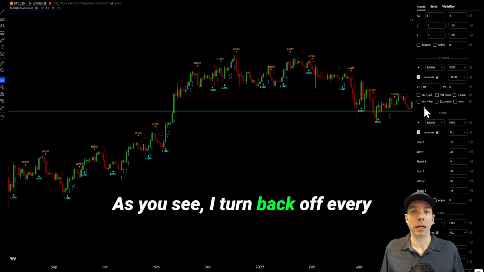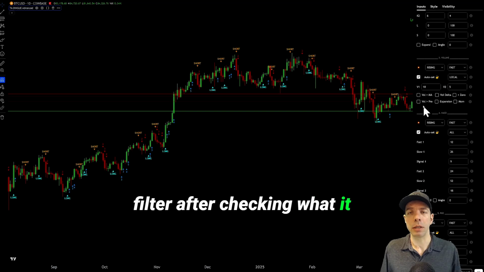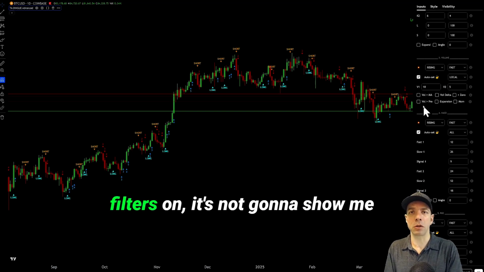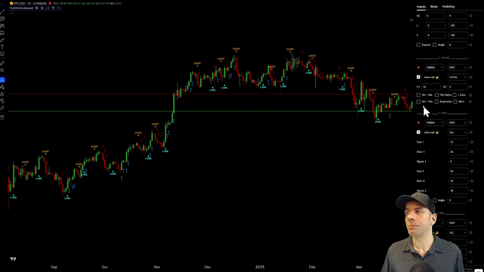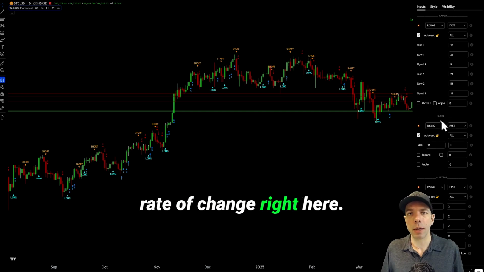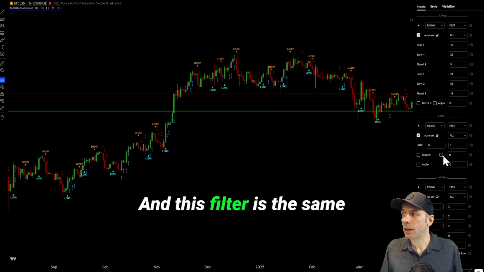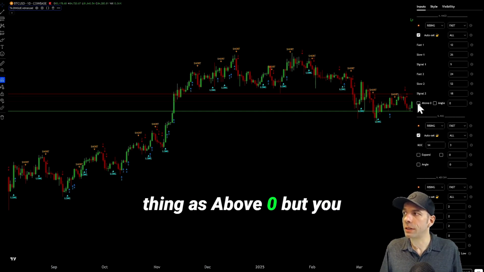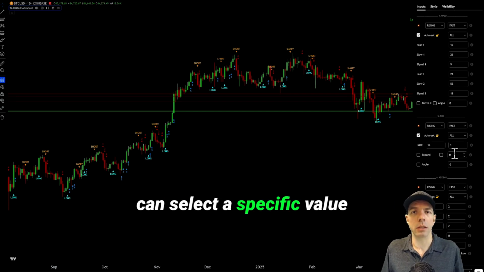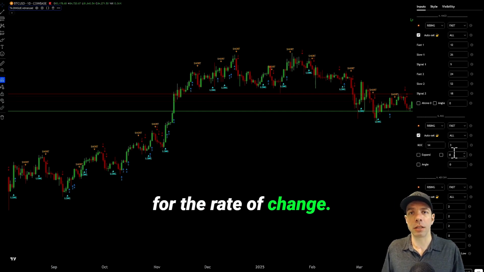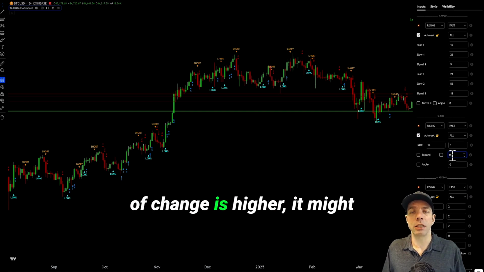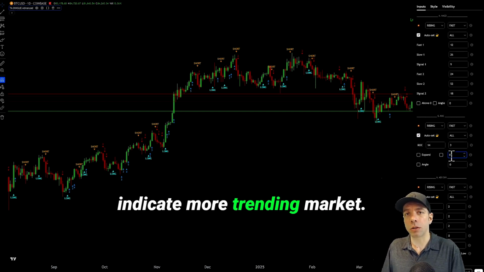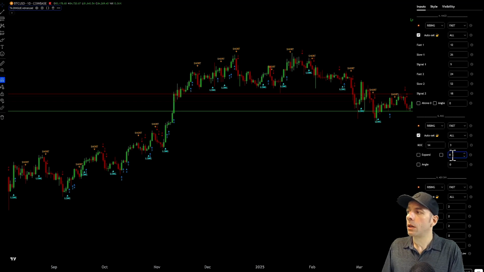As you see, I turn back off every filter after checking what it does, because if I turn too many filters on, it's not going to show me the extent of the real filtering. So we'll come down to rate of change right here. And this filter is the same thing as above 0. But you can select a specific value for the rate of change. If the rate of change is close to 0, it might indicate a sideways market, whereas if the rate of change is higher, it might indicate more a trending market.